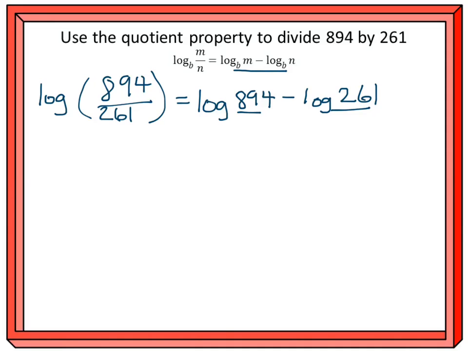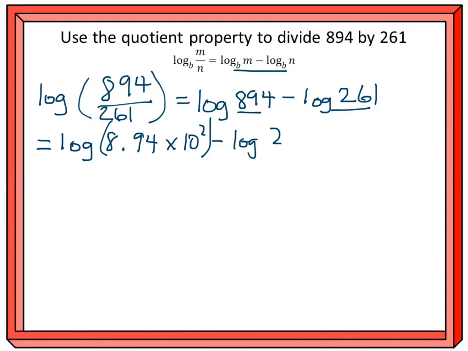As we saw in the previous video, we need to first turn this into scientific notation because our log table only goes from 1 to 10. These numbers are definitely bigger than 1 to 10. So we're going to write this as the log of 8.94 times 10 to the second power minus the log of 2.61 times 10 to the second power again.